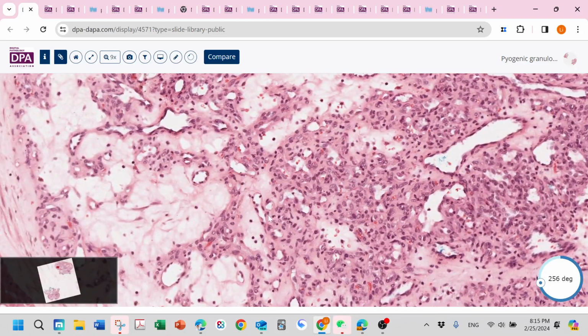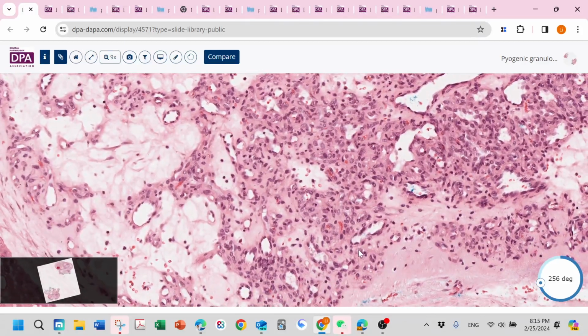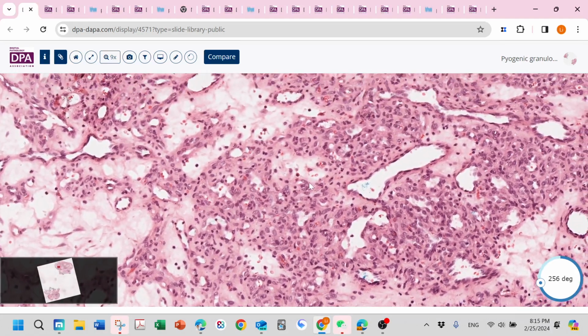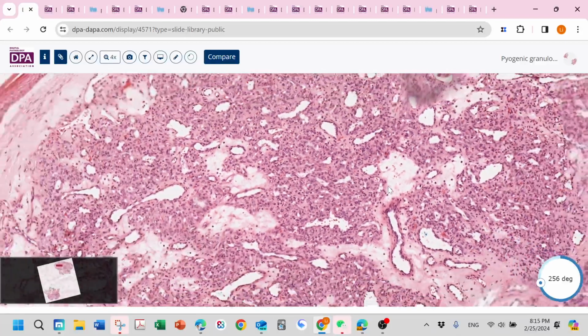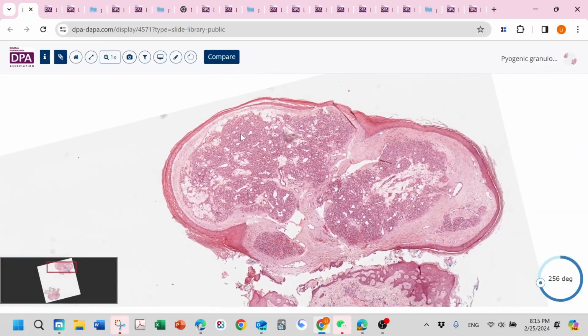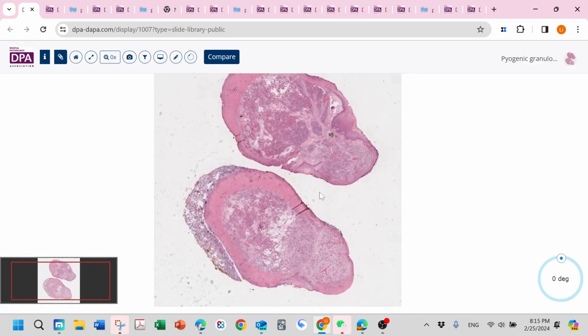Let's zoom in. Sometimes you may see tons of inflammatory cells, just like this lymphocyte. Sometimes you will see neutrophils, even eosinophils. That is normal. So, pyogenic granuloma. Let's see one more case.